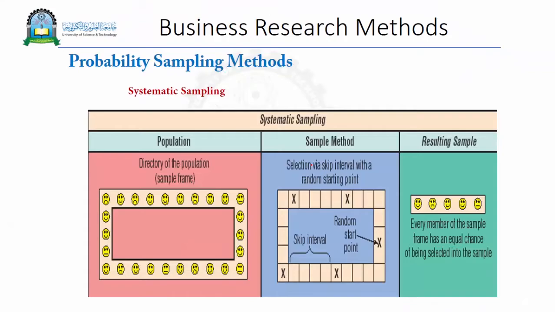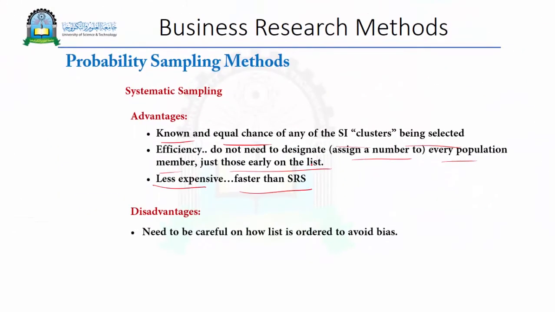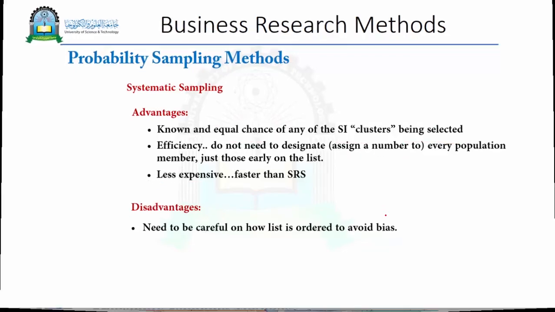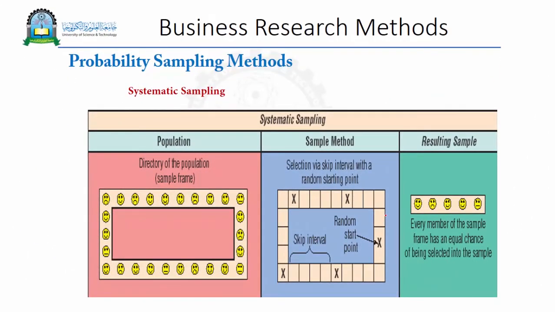The disadvantages of this type of sampling is that it needs to be careful on how the list is ordered to avoid bias. So there must be a criteria to organize the list so the bias is not going to be there. So this is not like the simple random sampling. Here the choice is systematic.